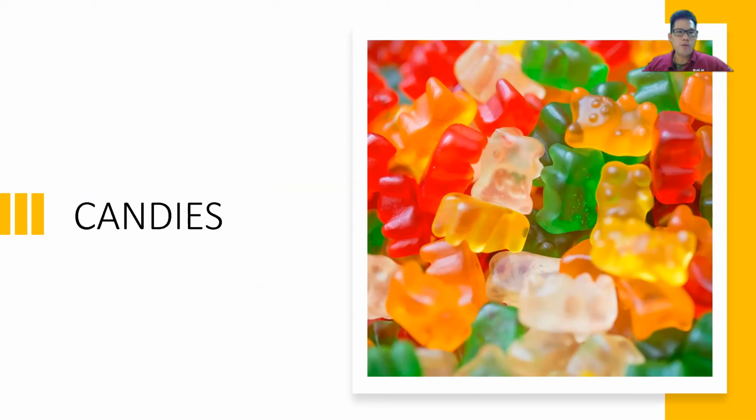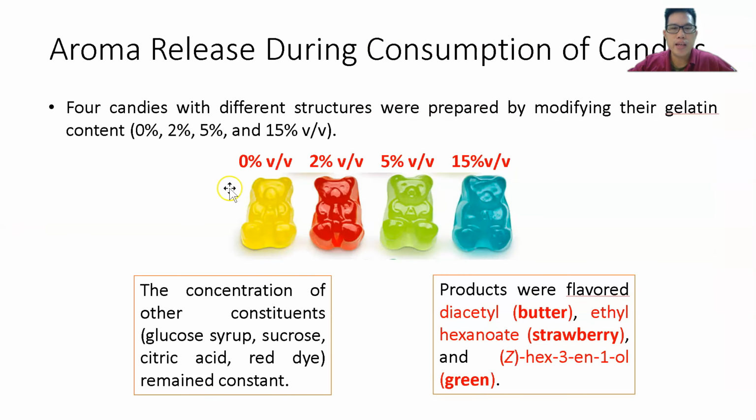The next example that I want to use is candies. In these studies, they used different percentages of gelatin to modify the candy. Of course, 0% is going to be very, very soft. It's more like a liquid. Of course, it won't be in the form of gel. This one is for illustration purposes only. And then when you add 2% of the gelatin, it will be slightly harder. 5% it will be even harder. 15% it will be even harder.